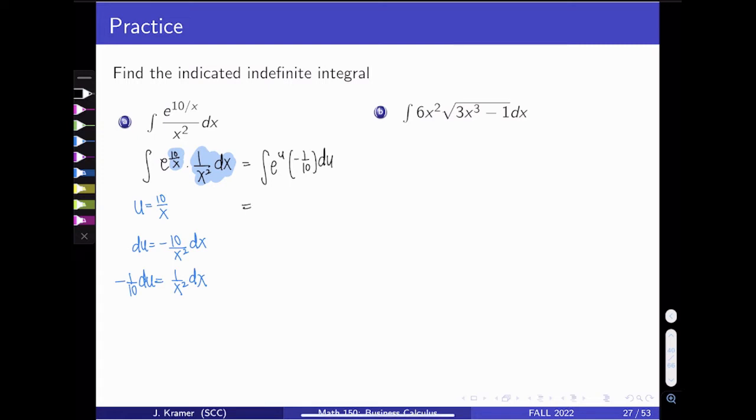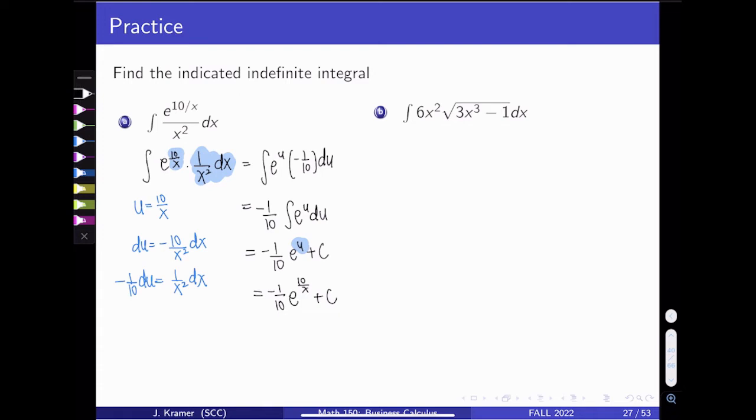From our properties of integrals, we can pull the constant multiple negative 1/10 out of the integral. And we're just looking at the indefinite integral of e to the u du, which we know from our rules of integrals is just e to the u plus c. You want to make sure that your final integral is always in terms of your original independent variable, which in this case is x. So we'll substitute back in for u. It's negative 1/10 e to the 10 over x plus c.